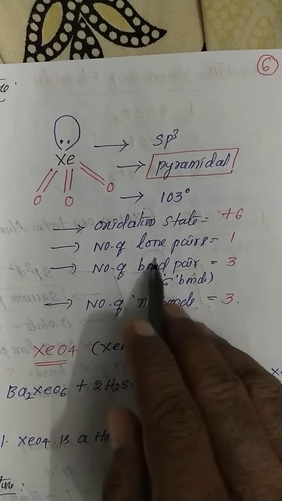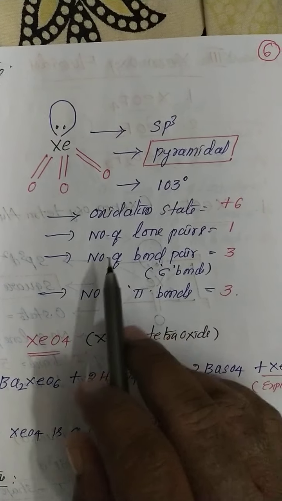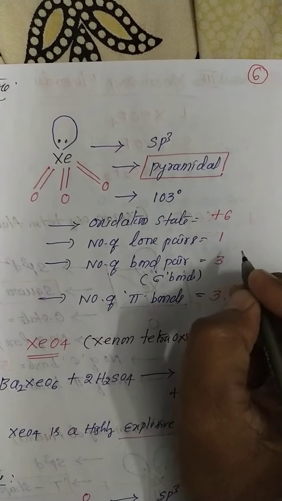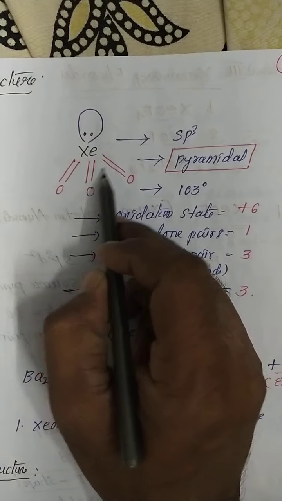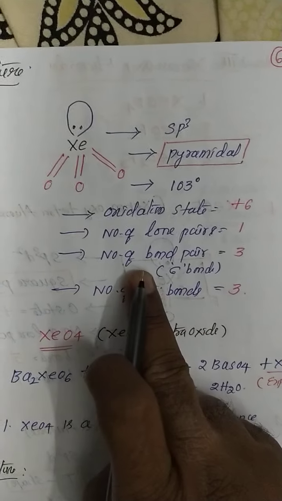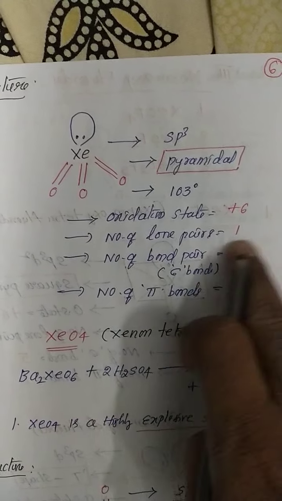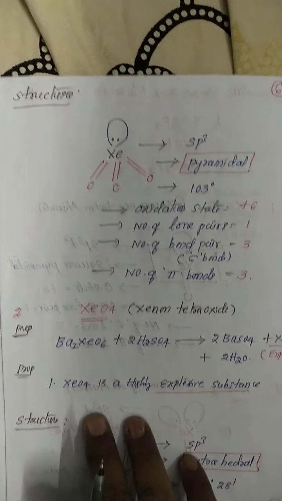oxidation state. Number of lone pairs of electrons is 1. Number of bond pairs is 6 bond pairs, but number of sigma bonds is 3 and number of pi bonds is 3. Total bonds are 6. These are the details of xenon trioxide.